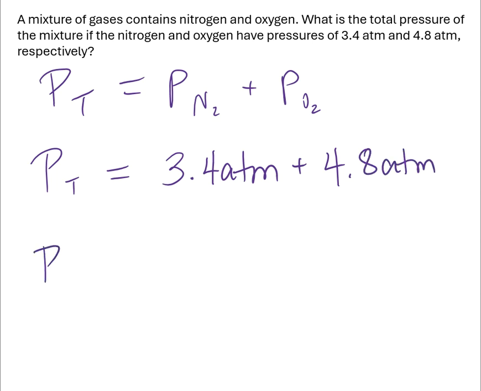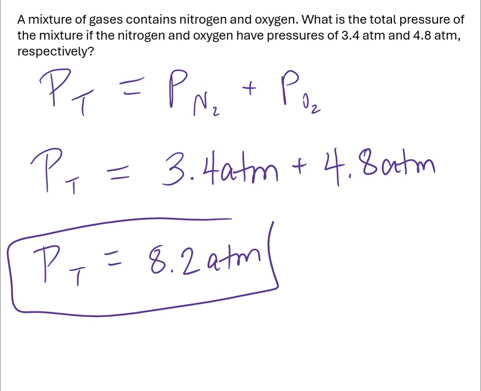And so from there, you're simply finding the sum of those two values. So you're just adding the 3.4 and the 4.8, and when you add those two, it gives you 8.2 atmosphere. So what this tells us is that the total pressure of this mixture is 8.2 atmosphere. We only had the two gases present. The nitrogen contributed 3.4 atmosphere. The oxygen contributed 4.8 for a total of 8.2.